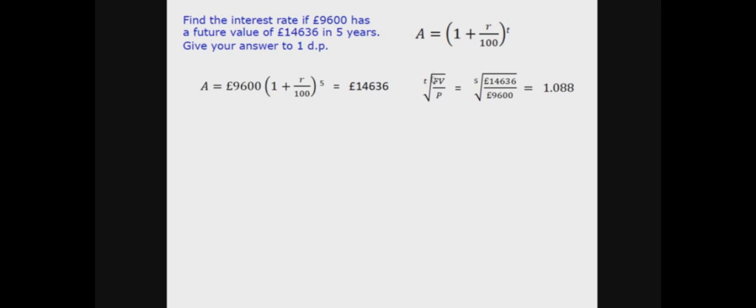So you root it by the amount of time, which is 5 years, so you substitute 5 into where the t is, and then the final value, which is the amount gained, is 14,636 as shown here, and you divide it by 9,600. You 5th root it, and then this will give you 1.088. That's the interest rate plus 1 in decimals.